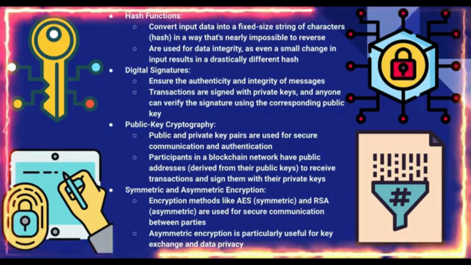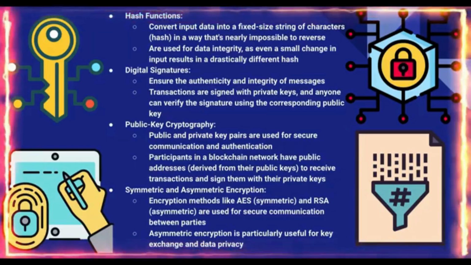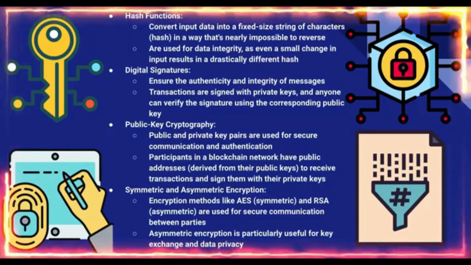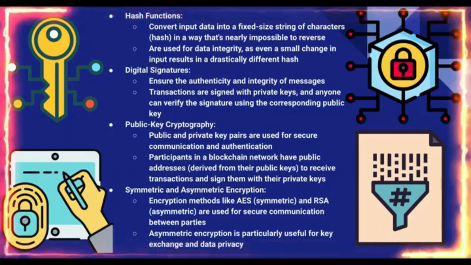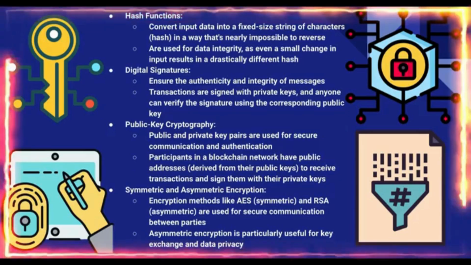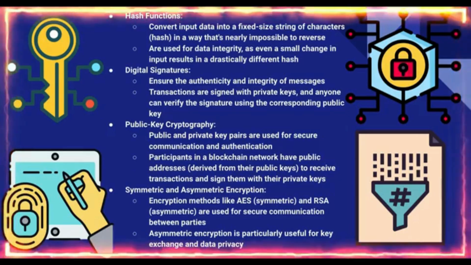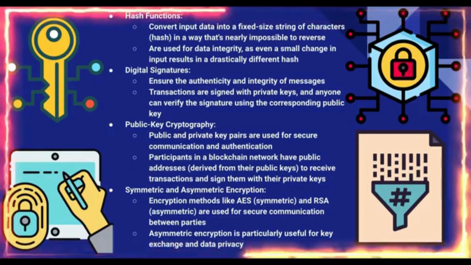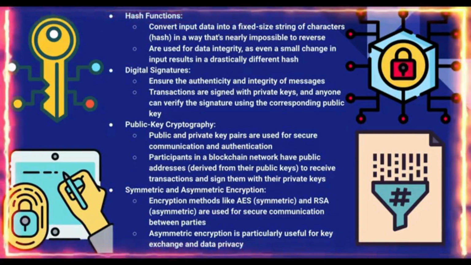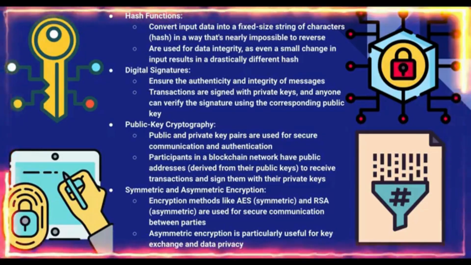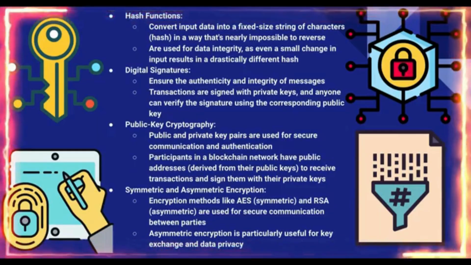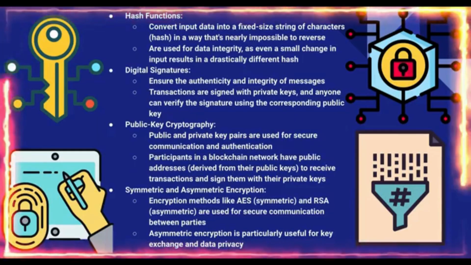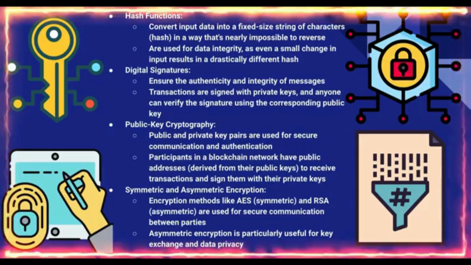Digital signatures. Digital signatures ensure the authenticity and integrity of messages. In a blockchain, transactions are signed with private keys, and anyone can verify the signature using the corresponding public key. Public key cryptography. Public and private key pairs are used for secure communication and authentication. Participants in a blockchain network have public addresses derived from their public keys to receive transactions and sign them with their private keys.